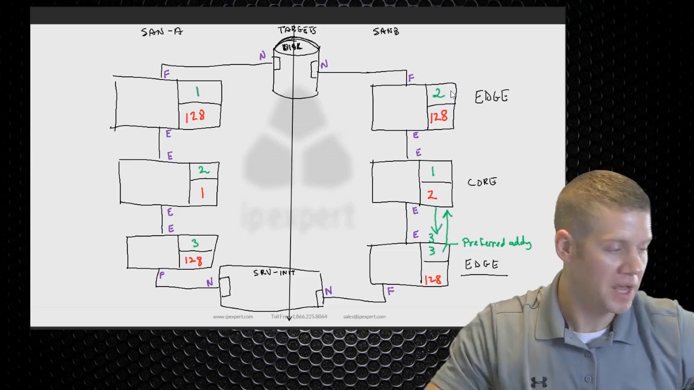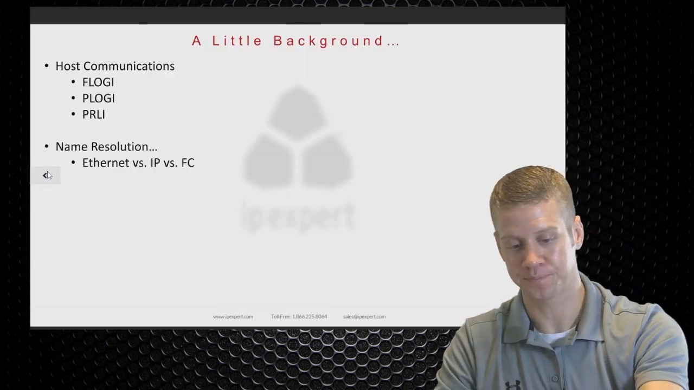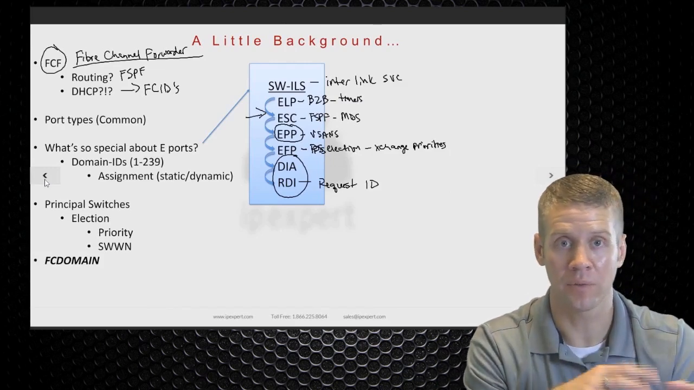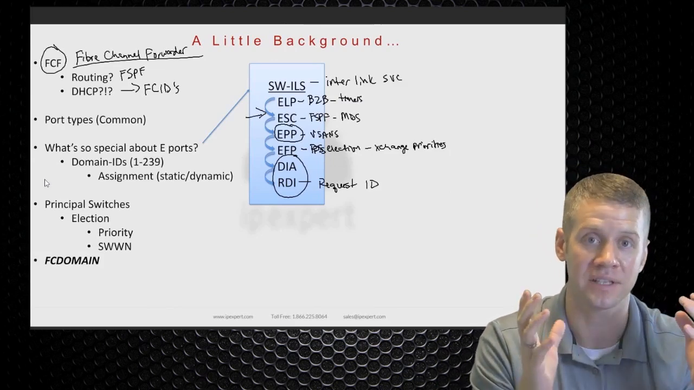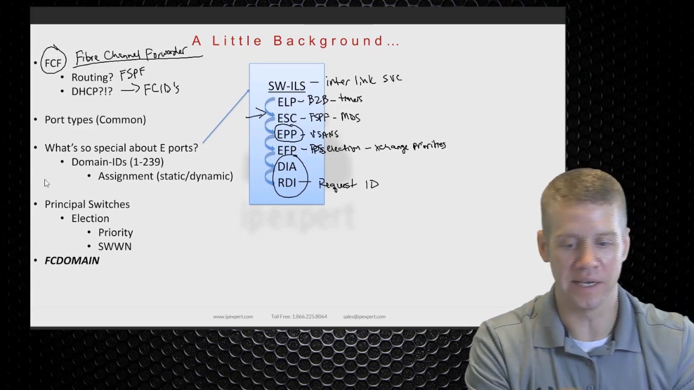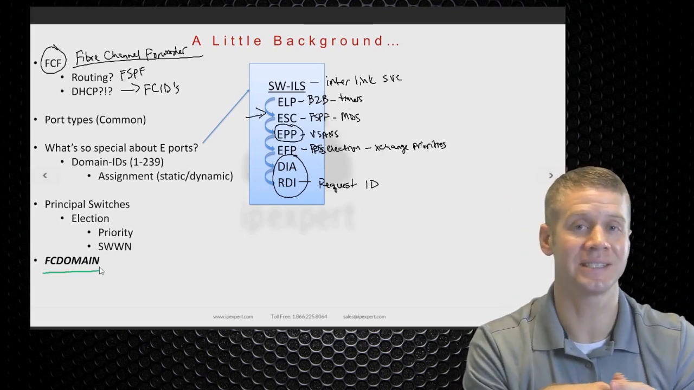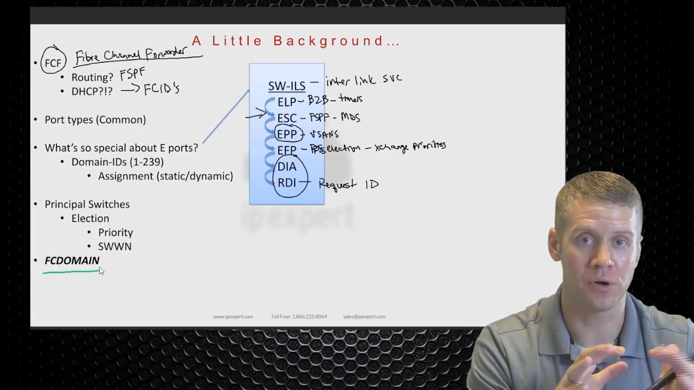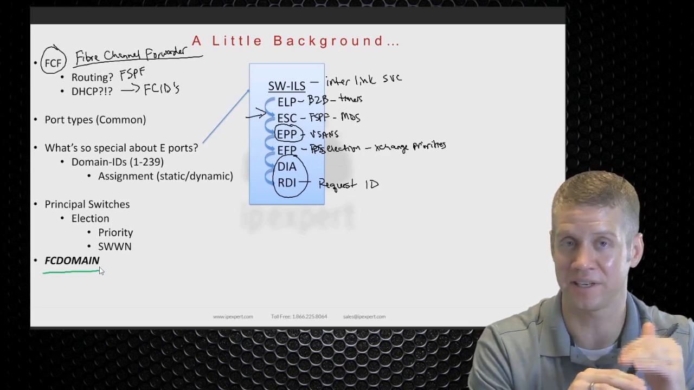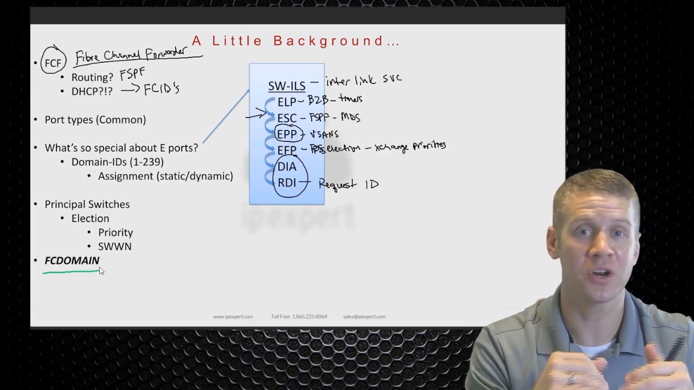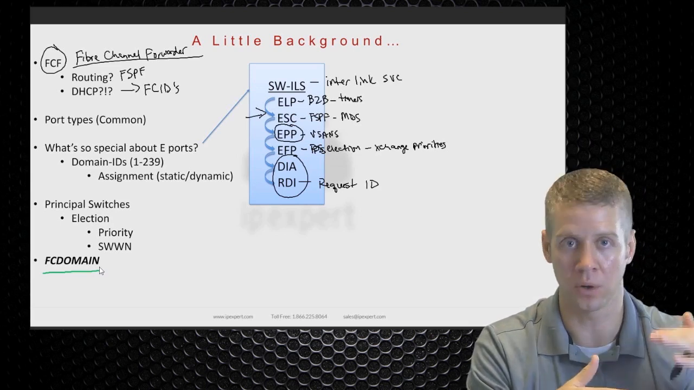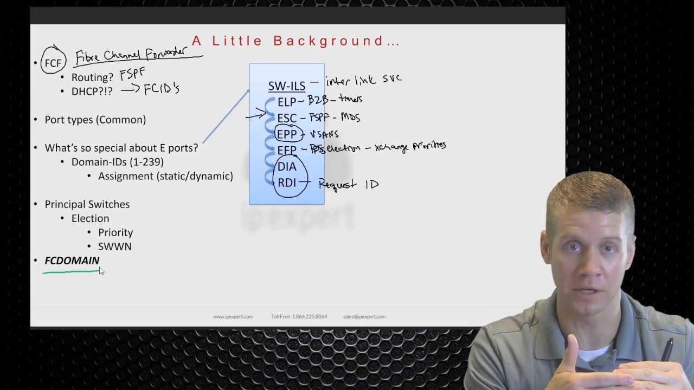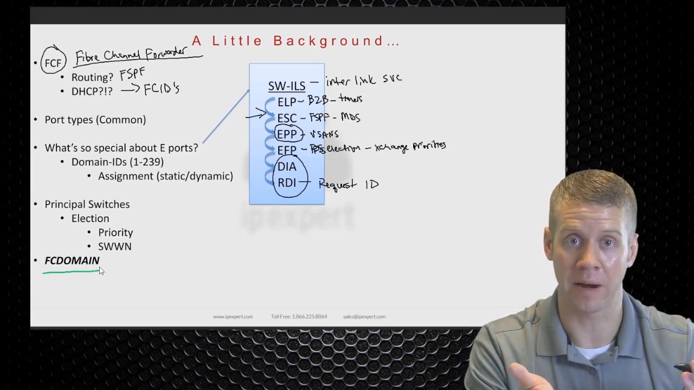So after all this has happened, after the principal switch has been elected and we have the domain IDs, everything's set up. All of this was accomplished through what we're going to see are called the FC domain commands. I'm going to do a demo on those rather than going through the syntax of every FC domain command. I'm going to show you how to modify priorities, how to modify domain IDs, how we can prefer or static those, and how to create those fabrics.